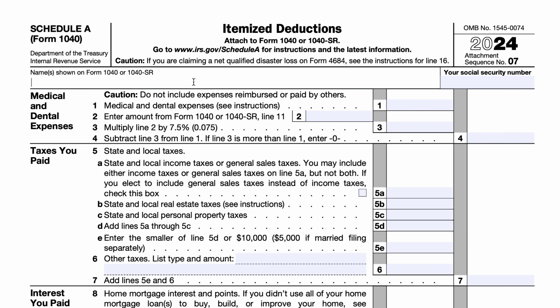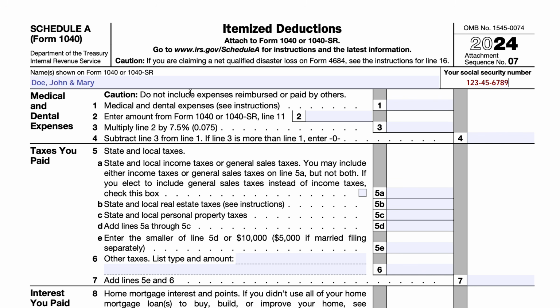We'll complete this as if, so name or names as shown on the tax return. The Social Security number would be the primary taxpayer's Social Security number. So in this case, John's name is listed first. His Social Security number is reflected here.